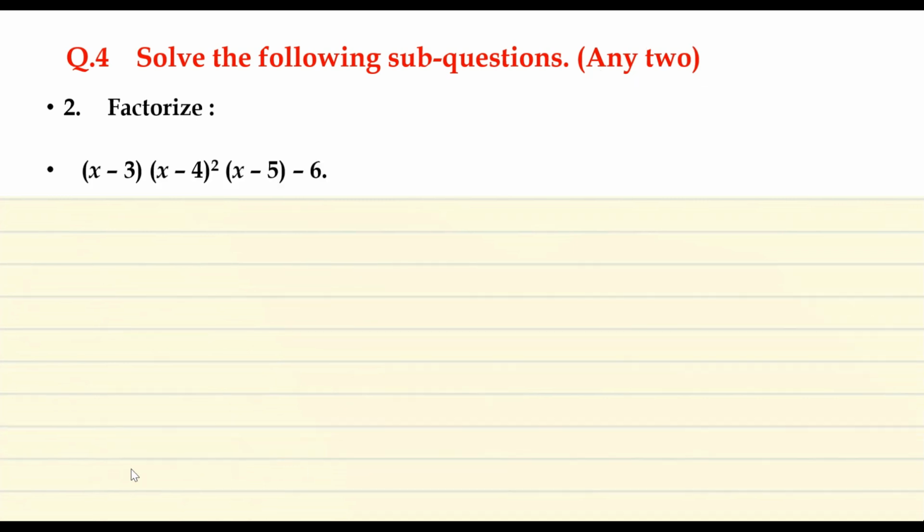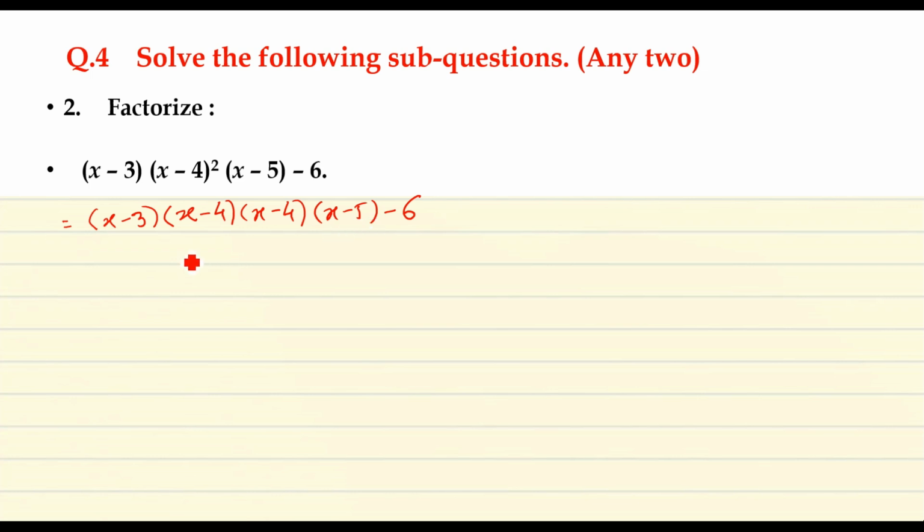Now we will come to the question number 2, and we have to factorize (x minus 3)(x minus 4) whole square (x minus 5) minus 6, then what will be the answer? So what you will do in this particular question: x minus 3 as it is, x minus 4 you will write 2 times, x minus 4, x minus 4, x minus 5 and minus 6.